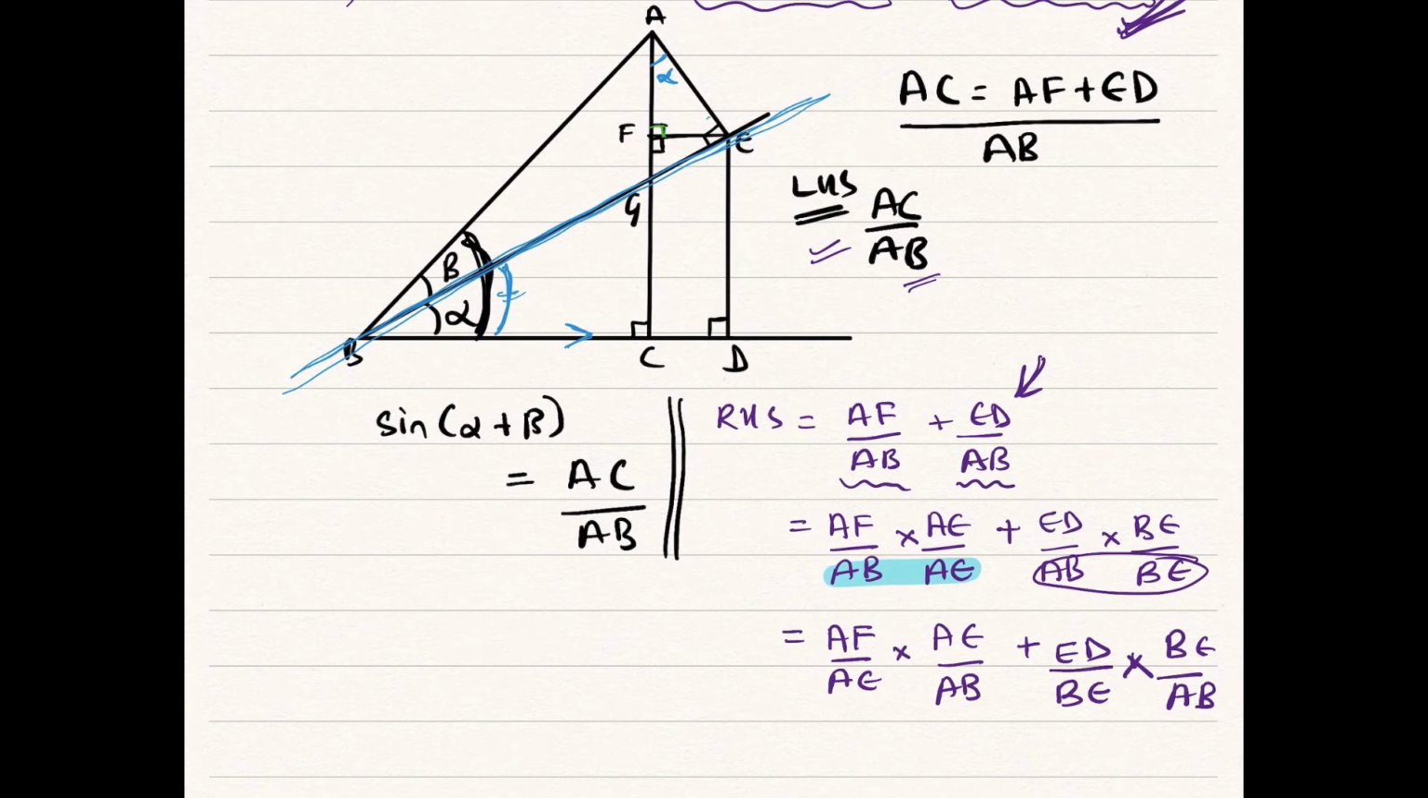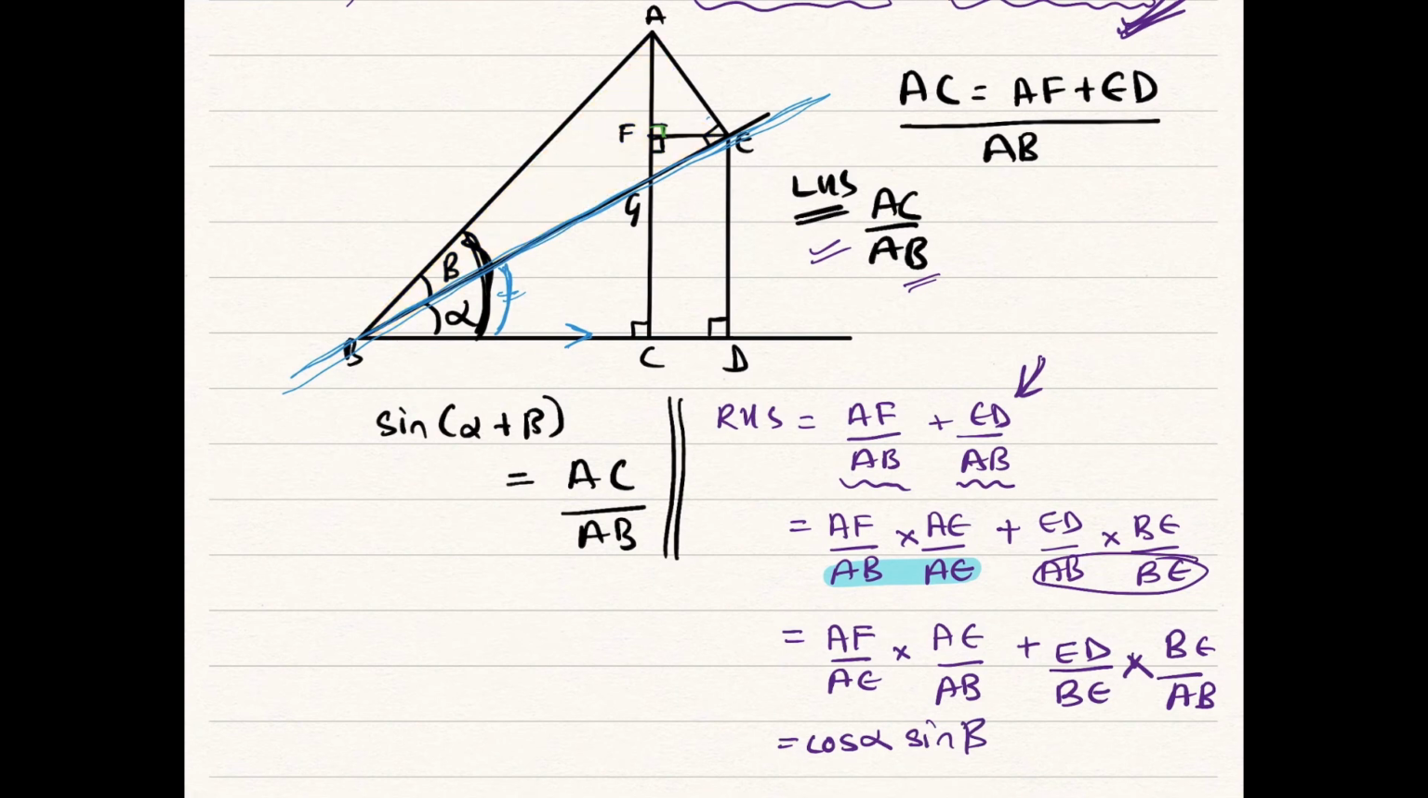Here we have AF and AE. With respect to alpha, it is nothing but adjacent by hypotenuse, which is cos alpha, correct? Then AE by AB. So I have AE by AB with respect to this right triangle, and this angle beta, I could say AE by AB is opposite by hypotenuse, which is sin beta, right? So I'm done with this first part.